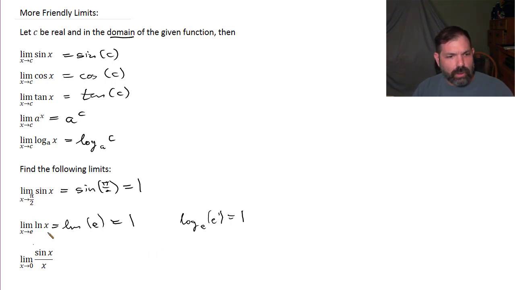Now, let's look at this one. The limit as x approaches 0 of sine x over x. Now, I can calculate the sine of 0, but the denominator is also 0 if I let x approach 0. So here, if we did something with this, we get a 0 over 0. Hey, there's a division by 0. That's a concern. This is actually called an indeterminate form.